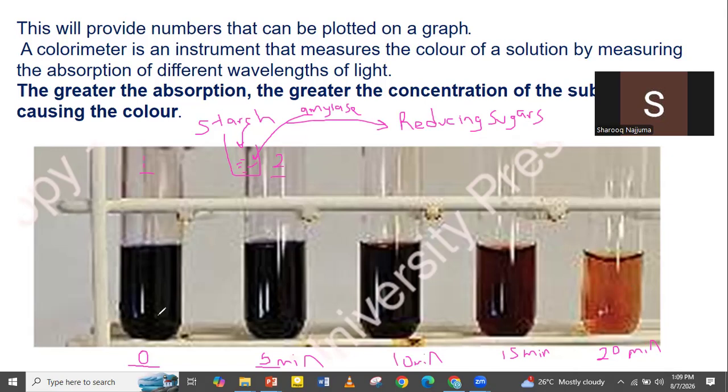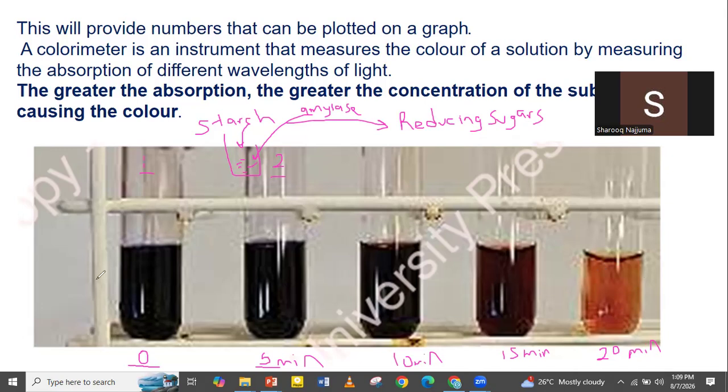Hope you remember how to test for starch. You just use iodine solution. You get your starch solution, add iodine solution, and then observe the color change. So in this case, we are having these different samples, but you can see they are all colored. So we can measure the absorbance of each of these test tubes.